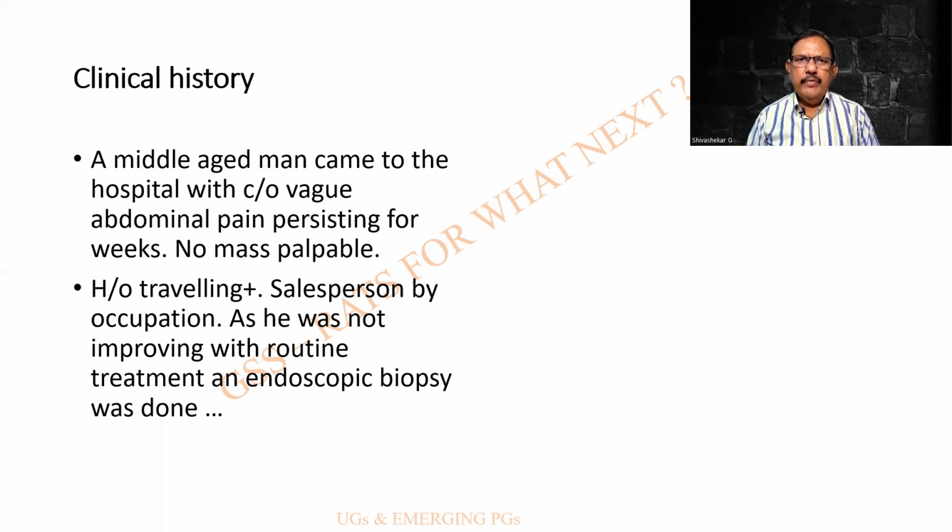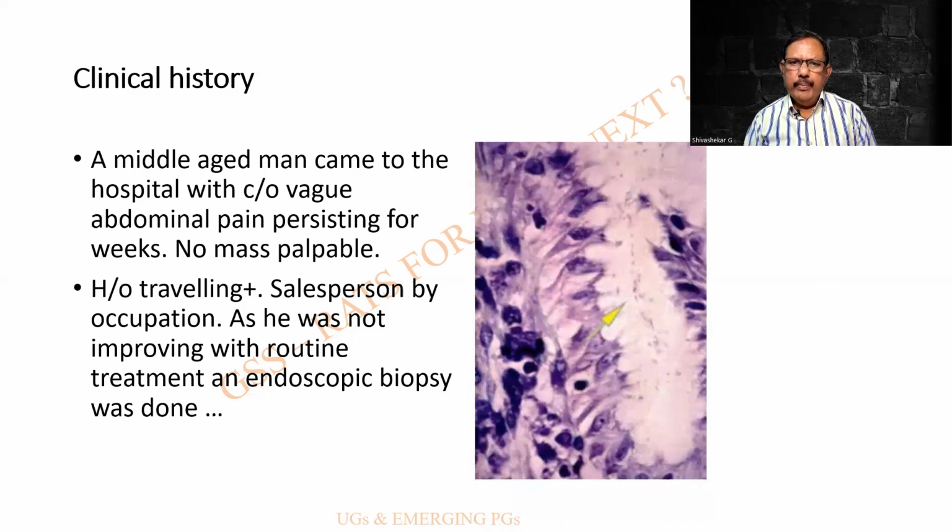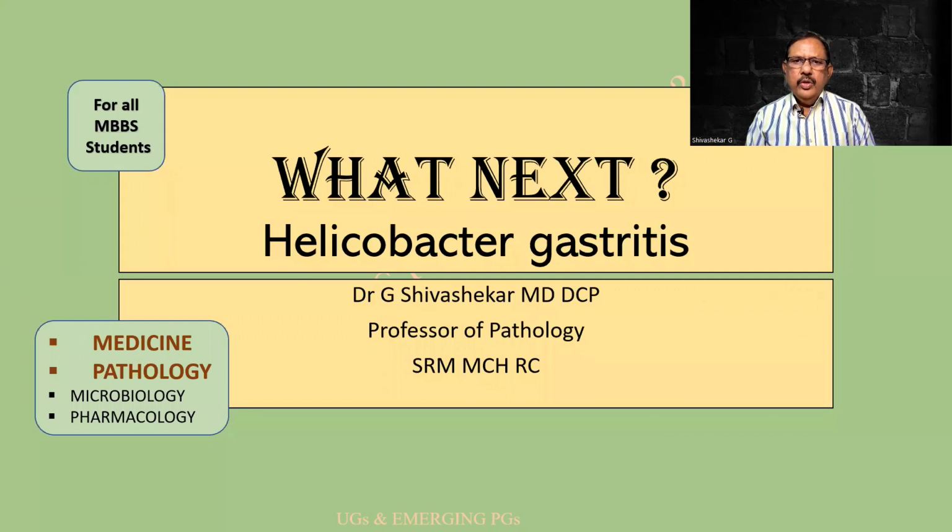In spite of the first line of treatment, as the patient was not improving, an endoscopic biopsy was asked for, which showed this kind of a picture. I would like you to kindly have a look at it and then come to a diagnosis. I am pertinently giving this because there is a chance that we might get problem-based questions. So the diagnosis is Helicobacter gastritis.